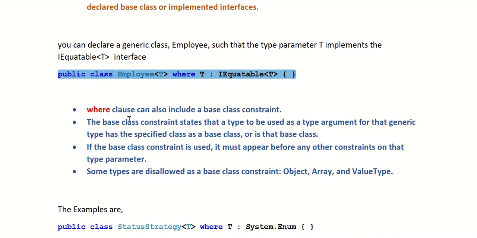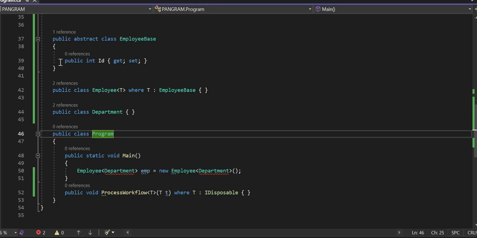The where clause can also include a base class constraint. The way you specify that T should implement the IEquatable of T interface, in the same way you can specify that T should inherit from a base class. Let me show you that quickly. I created an abstract class, though it may be a normal class or abstract class. I created an EmployeeBase which has only one property, int Id, and I specified public class Employee of T where T colon EmployeeBase.